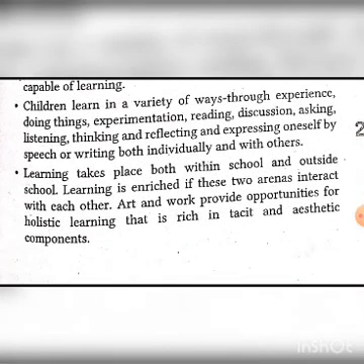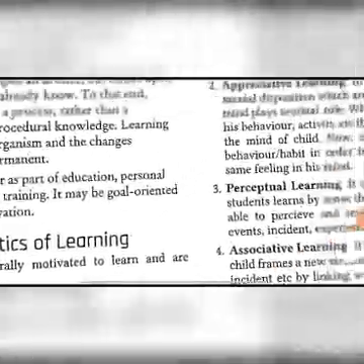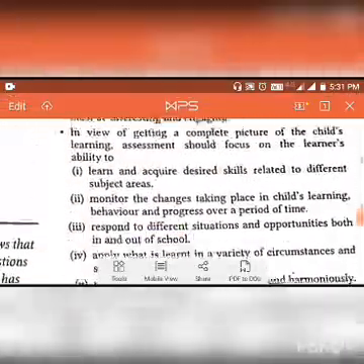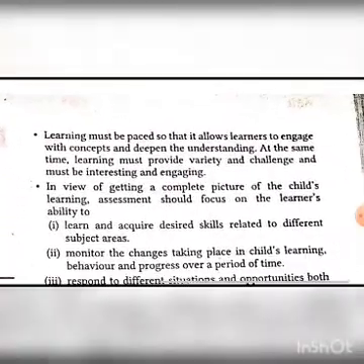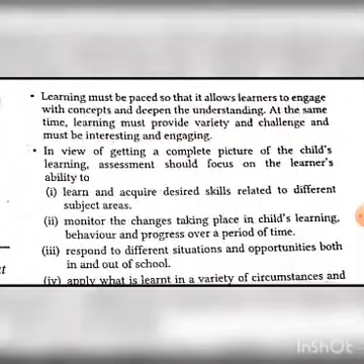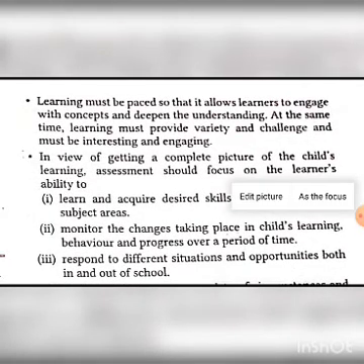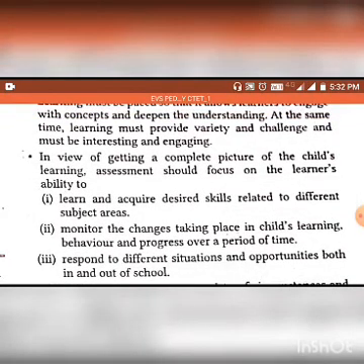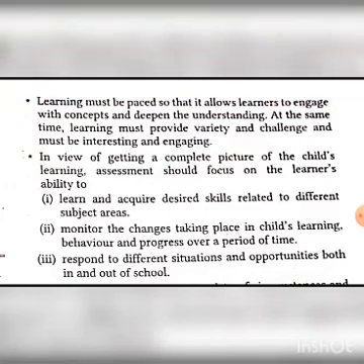Learning takes place both within school and outside school. Learning is enriched if these two arenas interact with each other. Art and work provide opportunities for holistic learning that is rich in tacit and aesthetic components. Learning must be paced so that it allows learners to engage with concepts and deepen the understanding. At the same time, learning must provide variety and challenge and must be interesting and engaging.